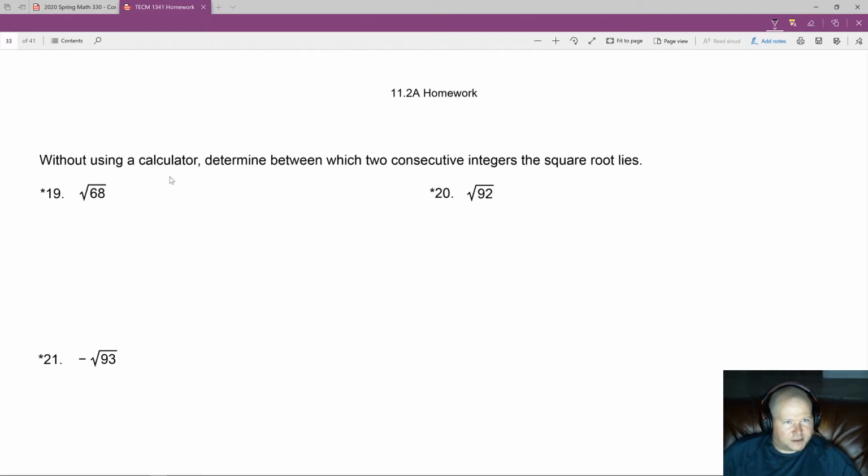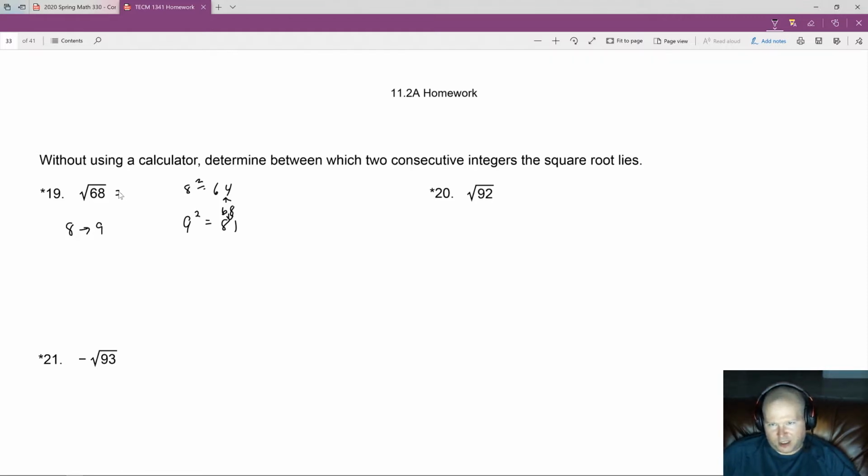Without using a calculator, determine between which two consecutive integers the square root lies. Okay, now what they're basically saying is, if I know 8 squared is equal to 64, and I know 9 squared is equal to 81, I know that since 68 is in between these two, it must be somewhere between 8 and 9.